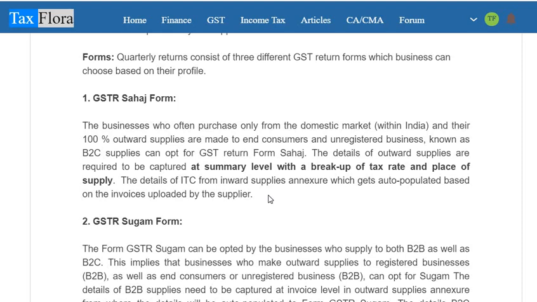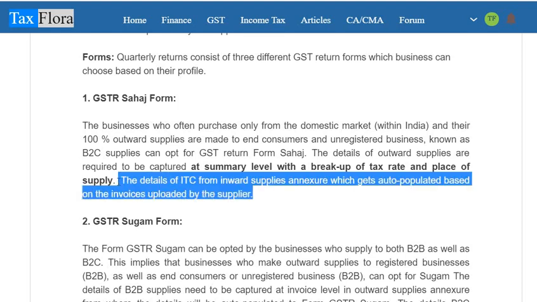That means your sales are only to end consumers, only B2C cases. That means only for the end consumers and unregistered businesses known as B2C suppliers. And one more thing, we can take ITC on inward supplies which gets auto-populated on the invoices uploaded by the supplier. That means I already said, whatever the missing invoices, you cannot add those missing invoices, that is gone already, that is lost for you, that is a revenue leakage for you. If you want to claim that, you can file monthly returns instead of quarterly returns.